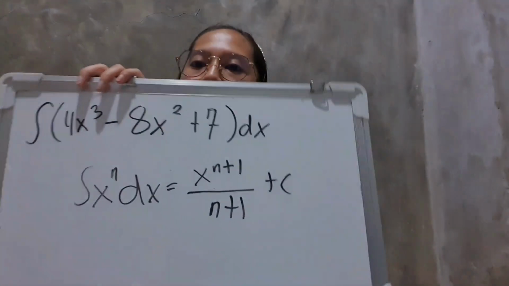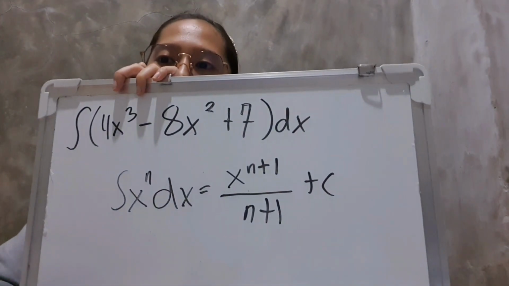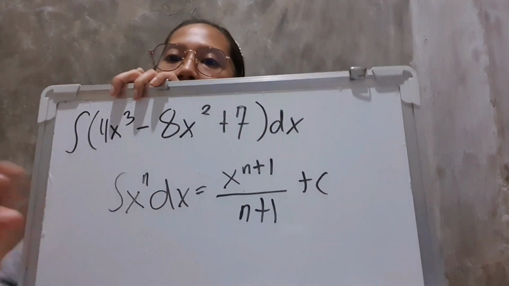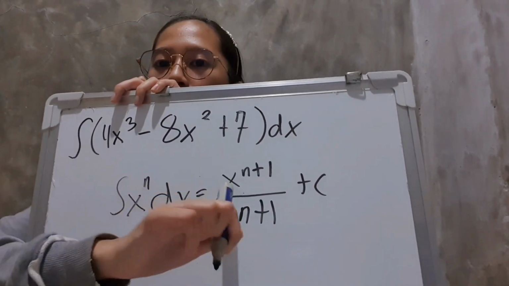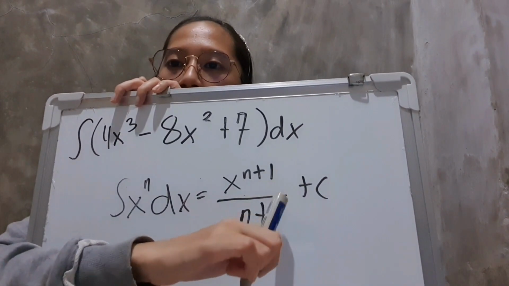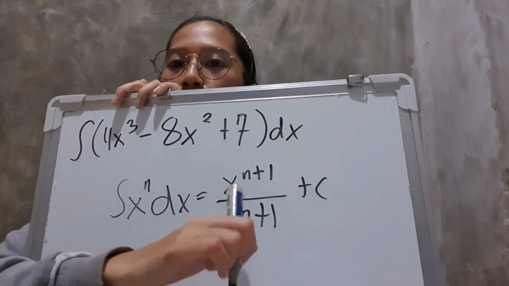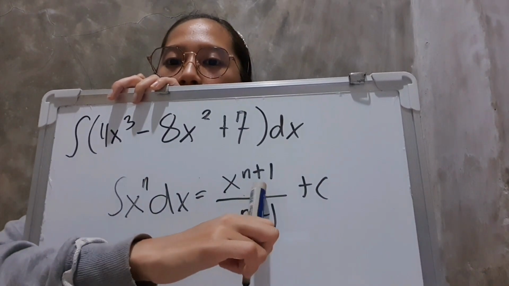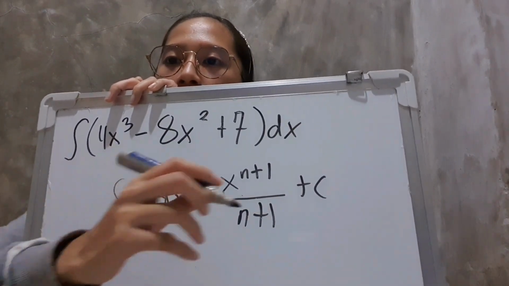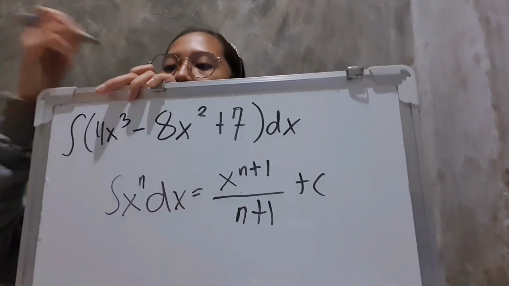Here is our formula. Now, according to the power rule, when integrating a term with the form x^n, we increase the exponent by 1, and then divide by the new exponent. We basically just copy the new exponent below the x. Now let's apply this rule to each term in our function.